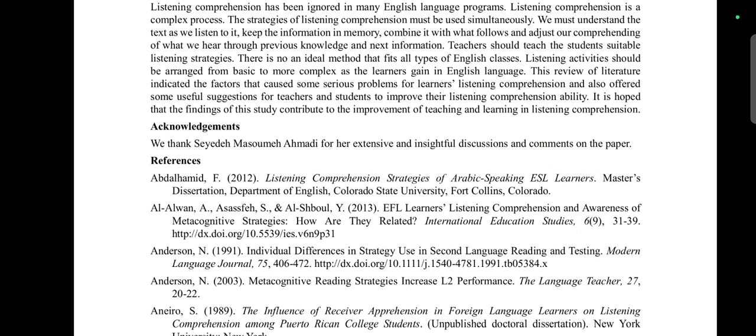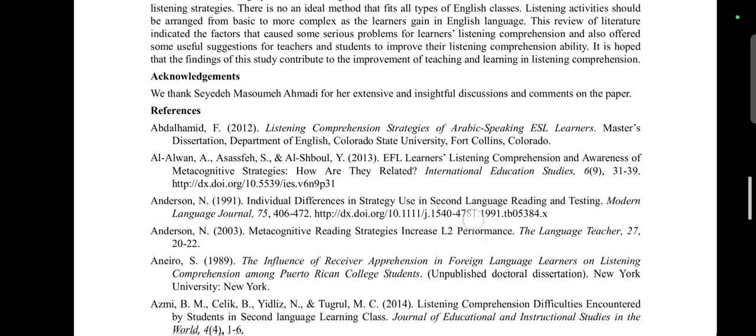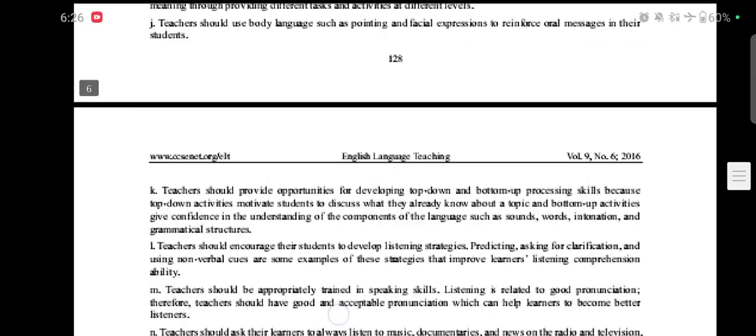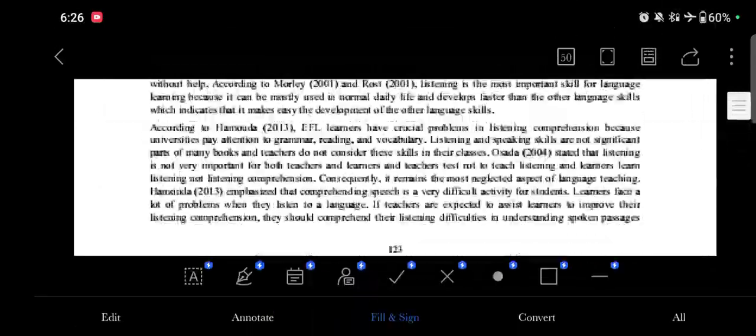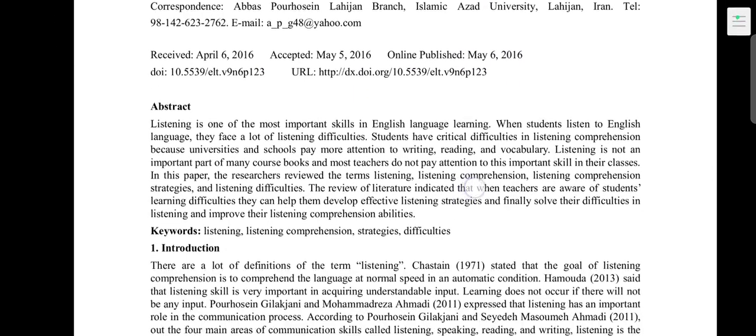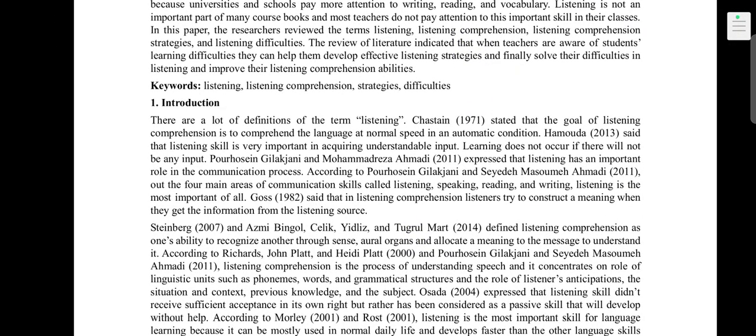Now see here acknowledgements has been mentioned. Please don't mention that in your report as you write. Now references, see, so many references are being written here. You can see that the first the person is being mentioned. Let us see the introduction part. Here you can see Chastain 1971, I've told you already, and Gass. Okay, Chastain and Gass, 1982 and 1971.